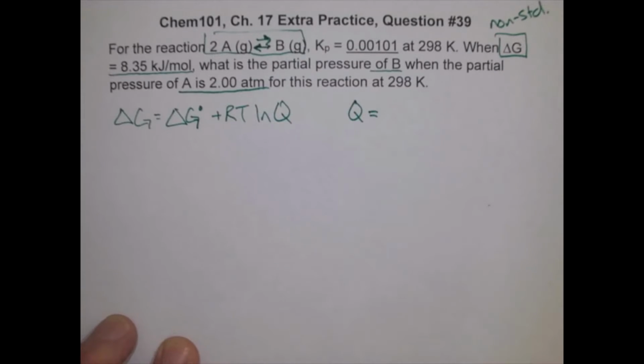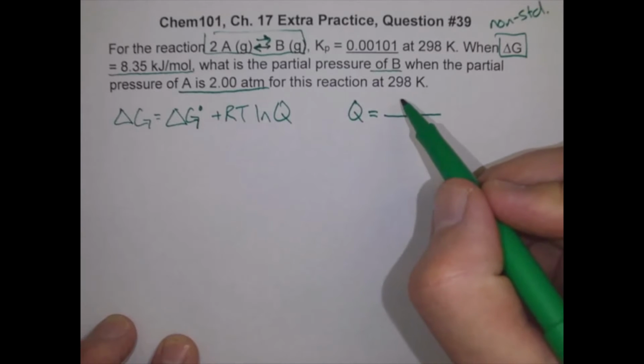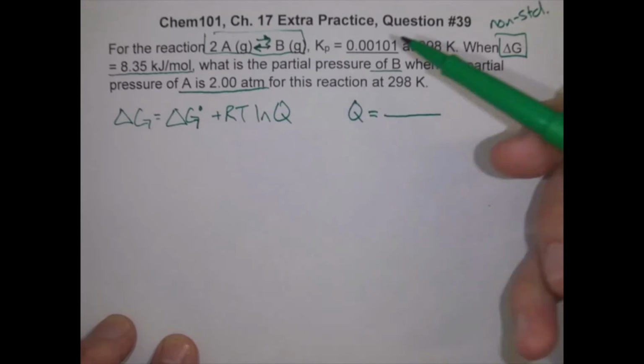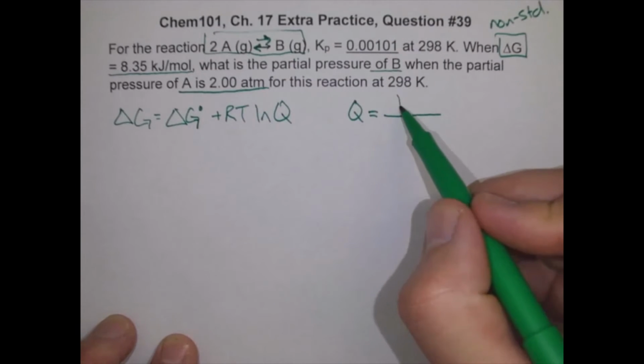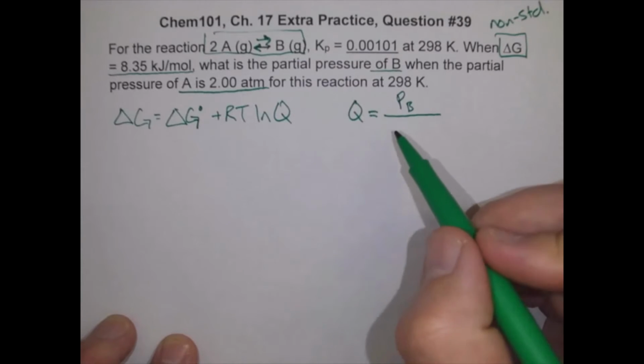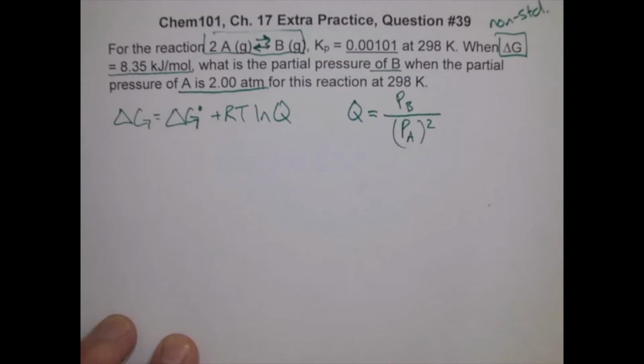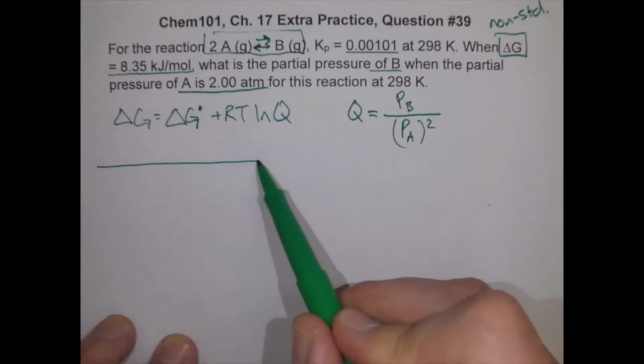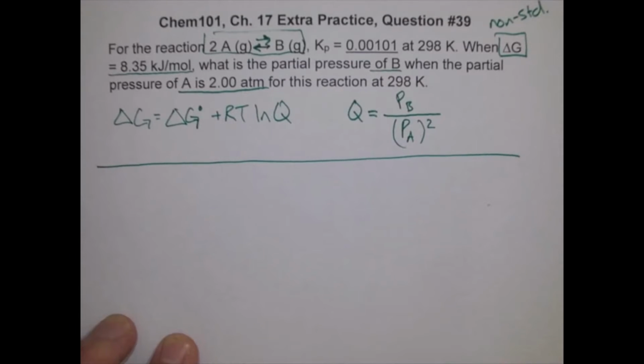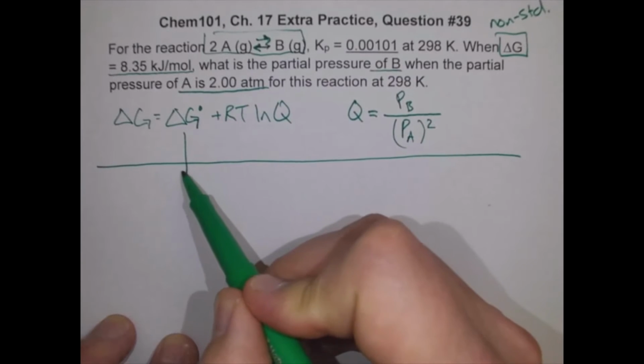We remember from chapter 14 that Q is calculated with the exact same equation we would use to calculate the equilibrium constant, K_eq. So that's going to be products over reactants. In this case, we're using pressures of the gases since they're both gases. So we have the partial pressure of B over the partial pressure of A squared. Now, before we can launch into using that equation, we are missing this delta G under standard conditions.